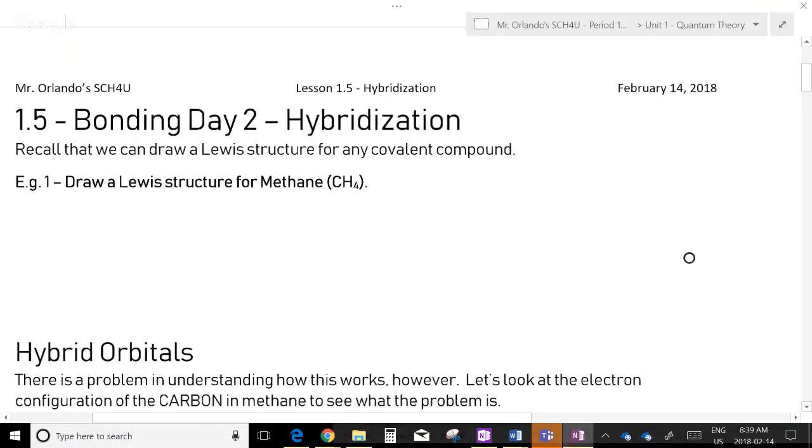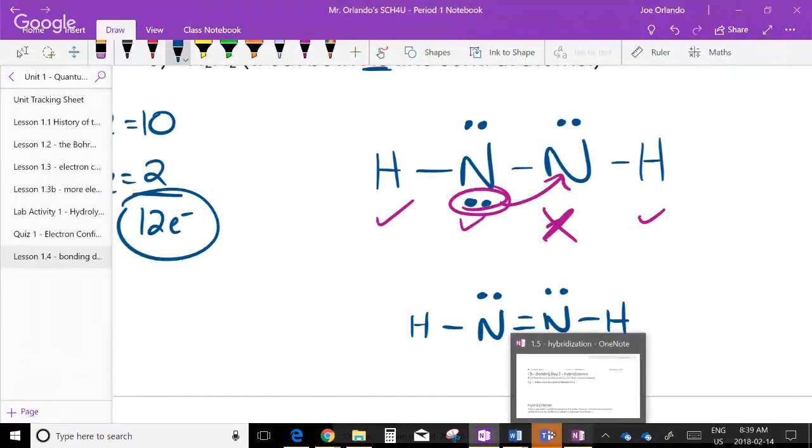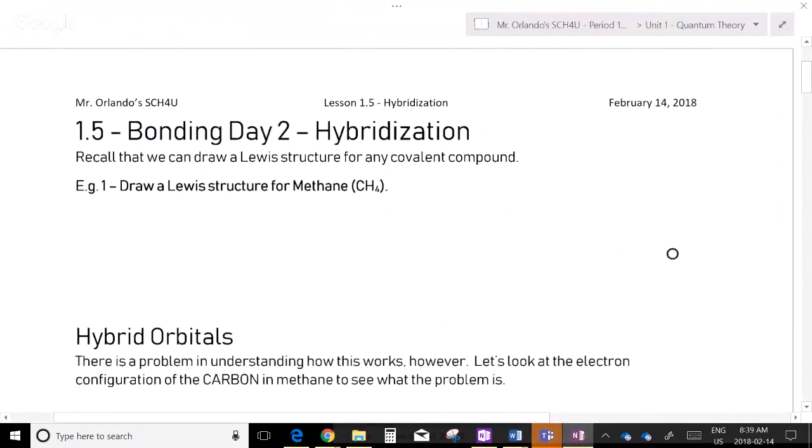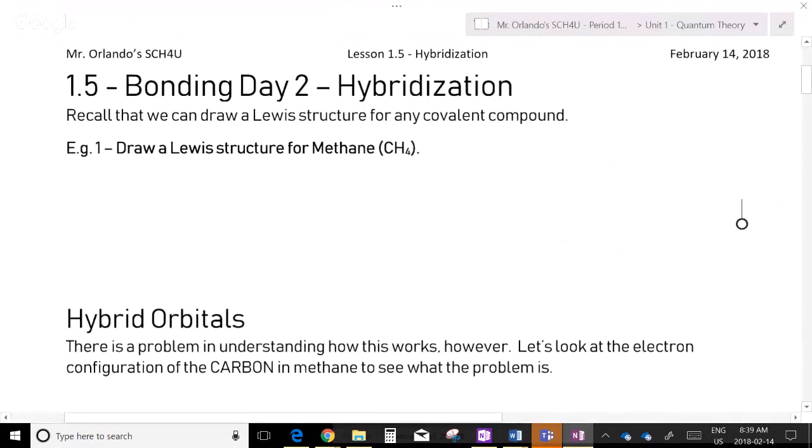Know what the structure of something is going to be, what do the atoms actually have to do to the electron orbitals to make that happen? So today, bonding day 2, hybridization. And I said we could start by drawing a Lewis structure for methane. Now it's already up there, but that's okay. Let's just go through it quickly.